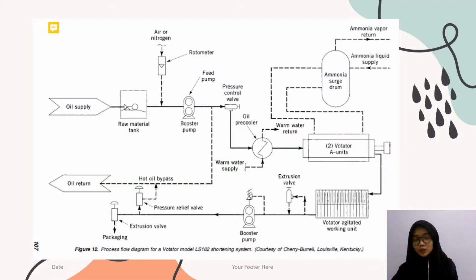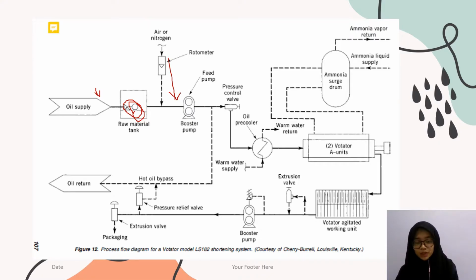Okay, so next I'm going to explain the shortening production based on the process flow diagram shown here. So first it's going to start from the oil supply right here. From the oil supply, the oil will be fed into the raw material tank. Once it's fed into the raw material tank, it will be injected with air and nitrogen. Then it will be ejected right before it's sent to the booster pump.